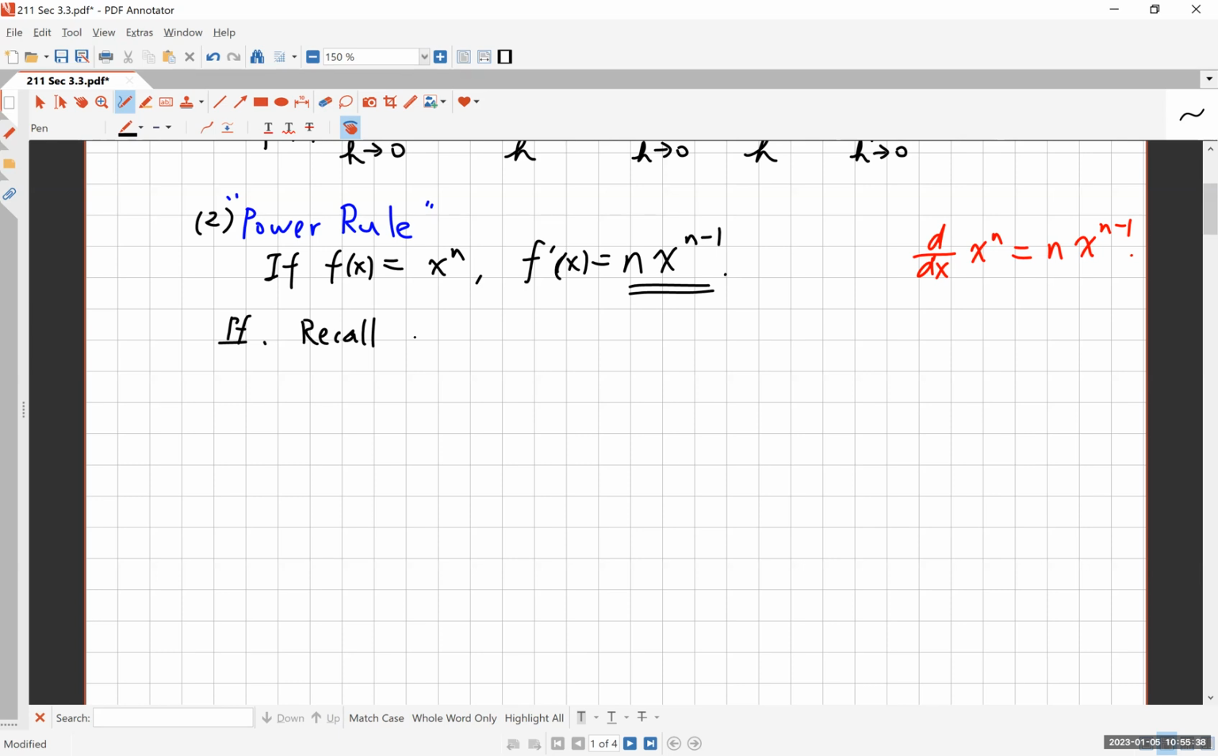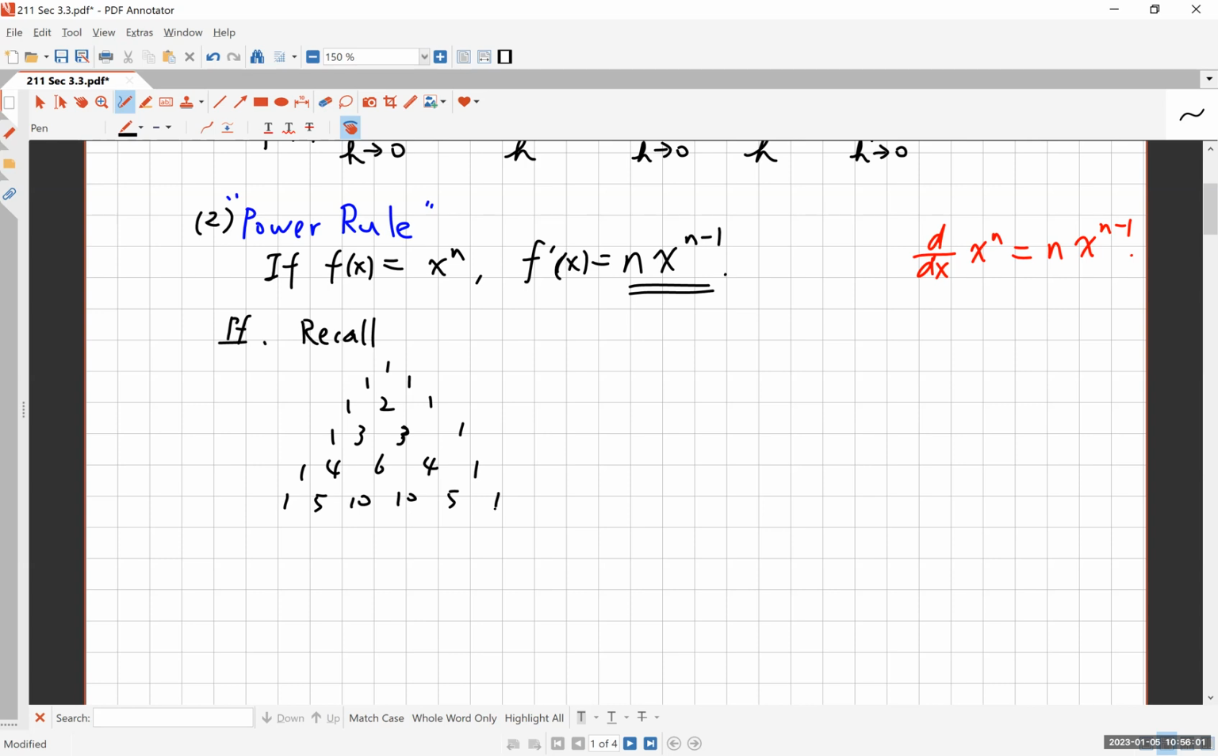Recall Pascal's triangle and the binomial distribution. So it's 1, 1, 1, 2, 1, 1, 3, 3, 1. This triangle of numbers is called the Pascal triangle, or Pascal's triangle. And these are called binomial coefficients.